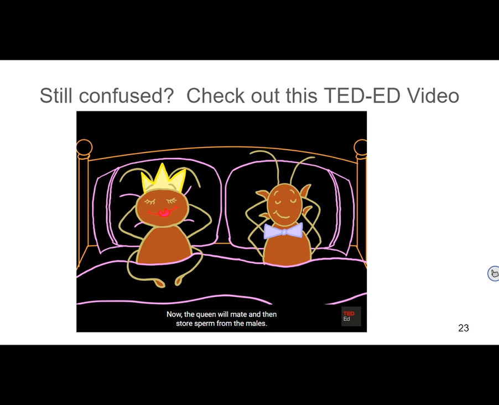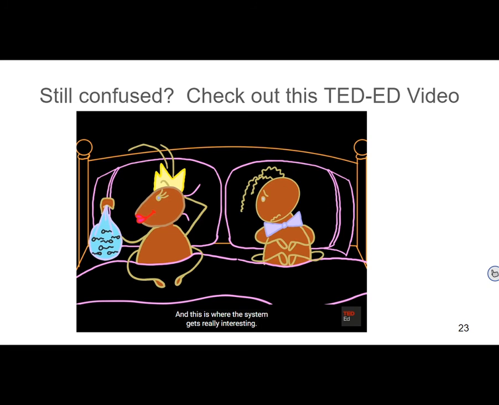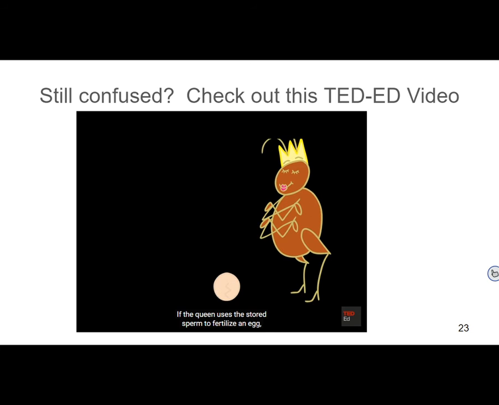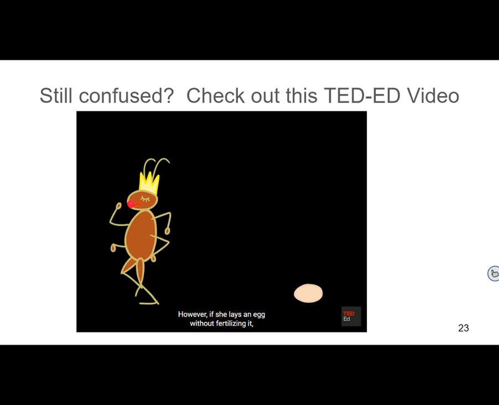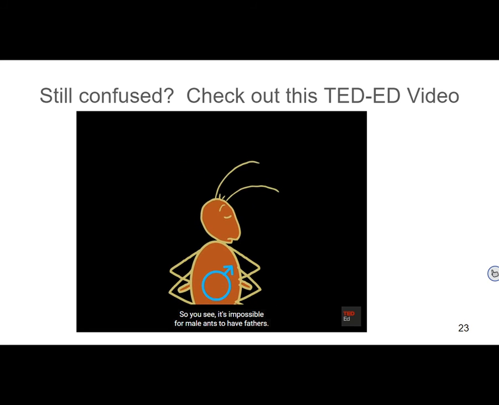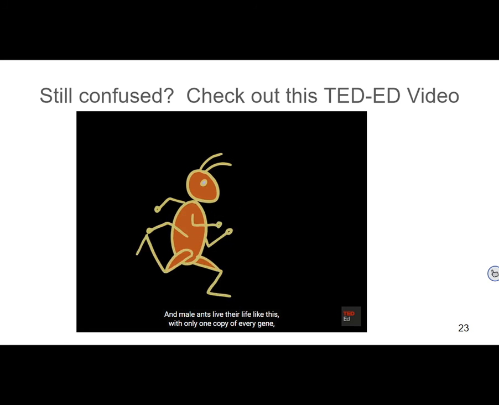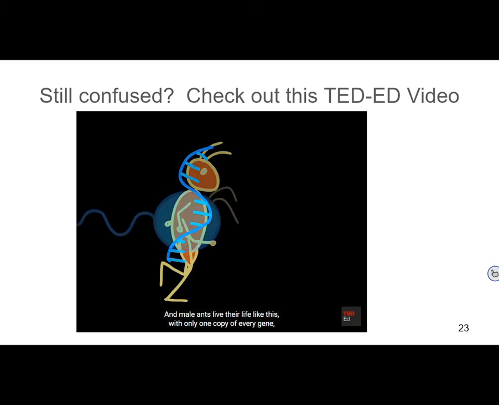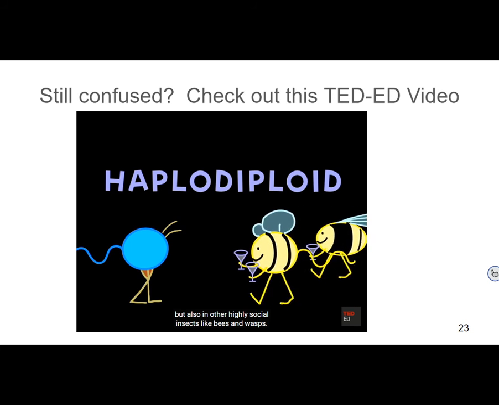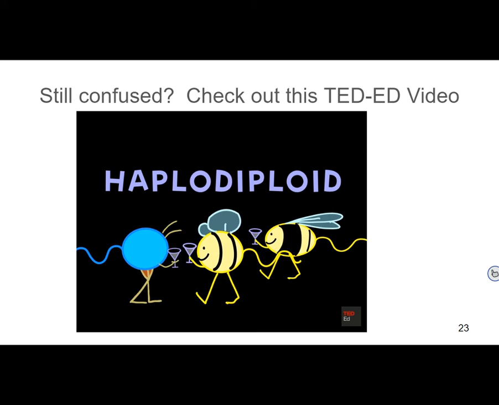Now, the queen will mate and then store sperm from the males, and this is where the system gets really interesting. If the queen uses the stored sperm to fertilize an egg, then that egg will grow up to become female. However, if she lays an egg without fertilizing it, then that egg will still grow up to be an ant, but it will always be a male. So you see, it's impossible for male ants to have fathers. And male ants live their life like this with only one copy of every gene, much like a walking sex cell. This system is called the haplodiploid system, and we see it not only in ants, but also in other highly social insects like bees and wasps.